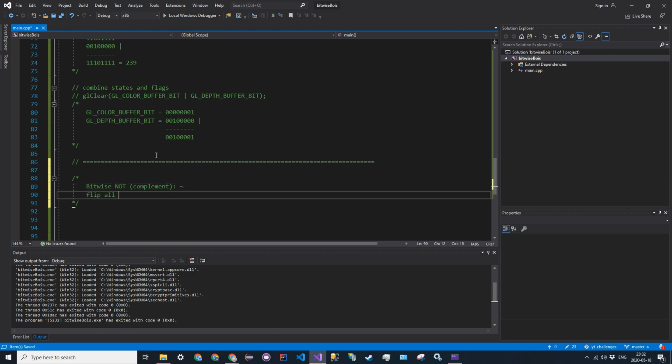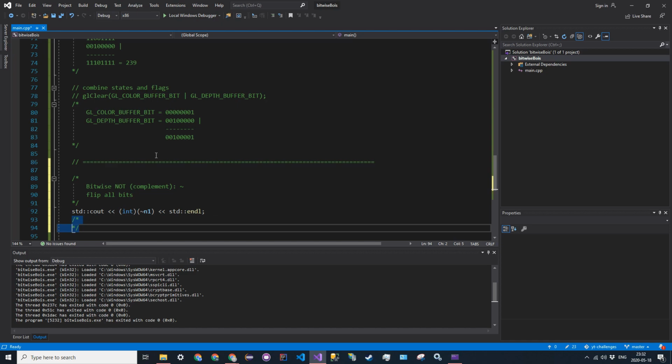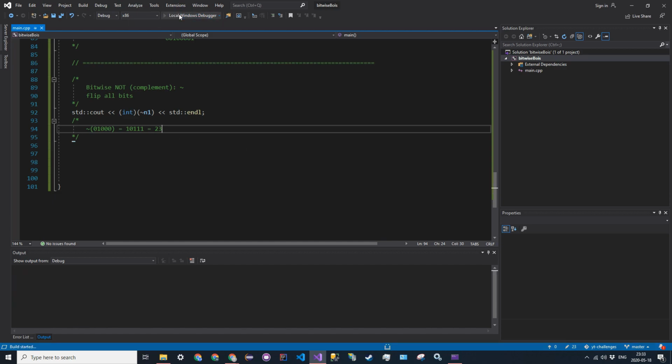So it's going to flip all bits in a number. Let's see. If we std::cout the integer of the bitwise complement of n1, which is 0 1 0 0 0, this is going to equal, we're just going to flip everything. So we see 1 0 1 1 1, which is equal to 23. And if we run this, we should get a nice 23.